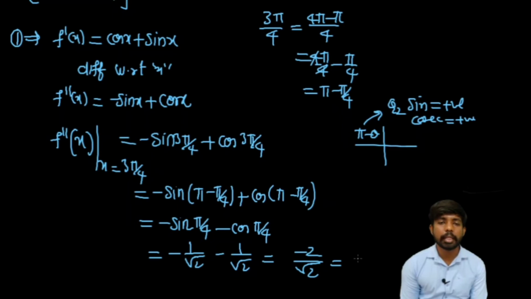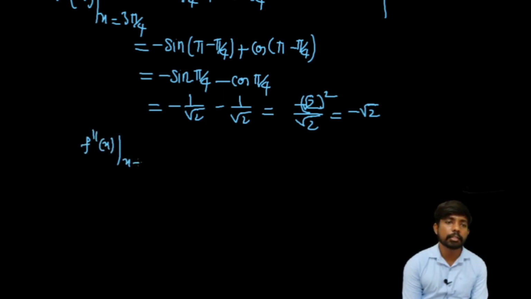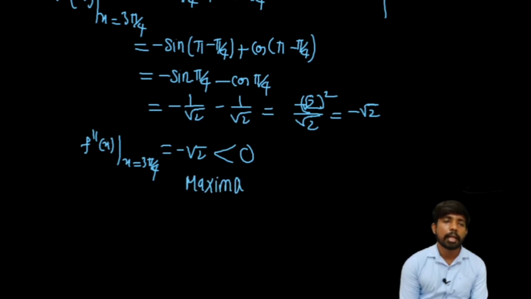Minus 2 by root 2 can be written as minus root 2, because 2 can be written as root 2 whole squared. The square root cancels, and you get root 2 over 1. So f double dash of x at x equals 3 pi by 4 is negative, which is less than 0. This indicates maxima, and x equals 3 pi by 4 is a point of maxima.